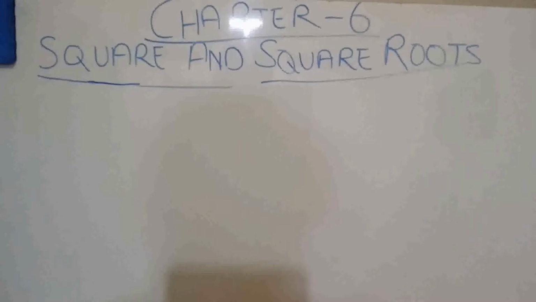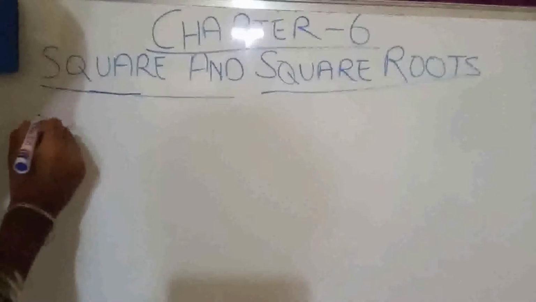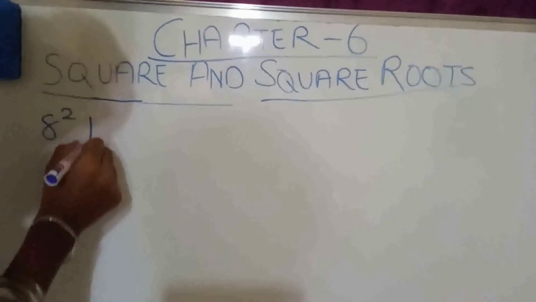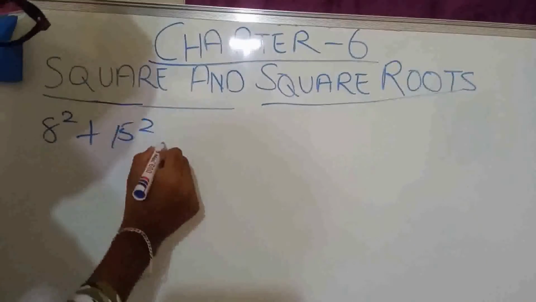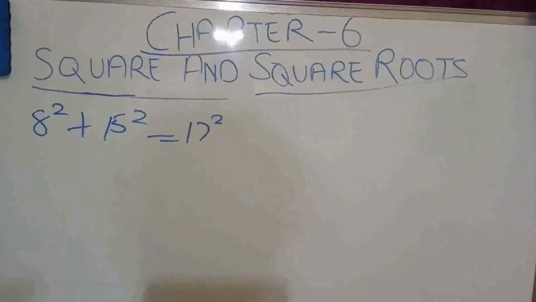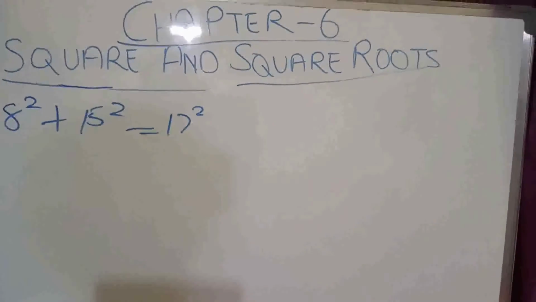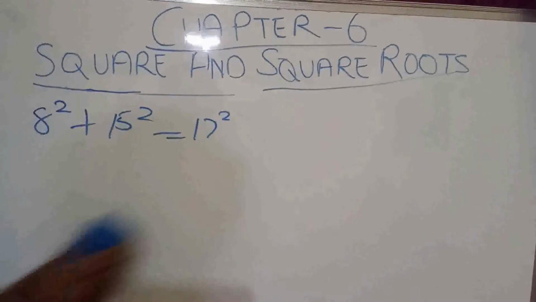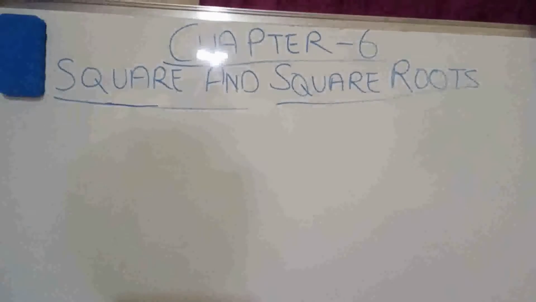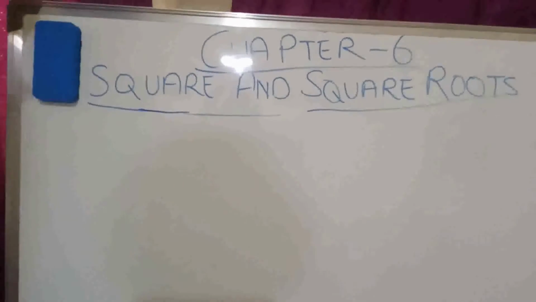For example, we can do 8 square plus 15 square, which will give us 17 square. This is a very well known Pythagorean triplet. Then now we have to know how to find it out. Okay, so there's a very easy way of finding the numbers out.